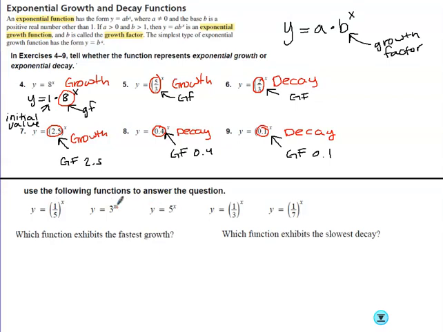Our growth functions are y equals 3 to the x and y equals 5 to the power of x. The one that's going to grow the fastest is the one with the largest base, which would be y equals 5 to the power of x.